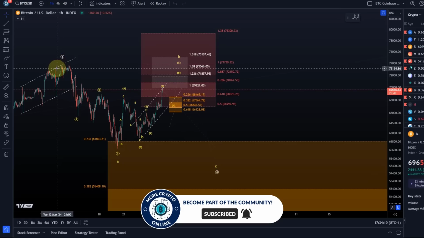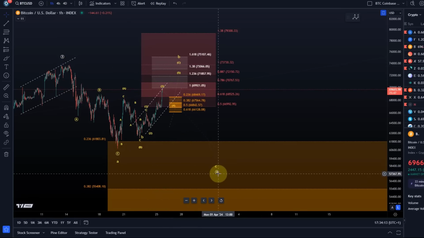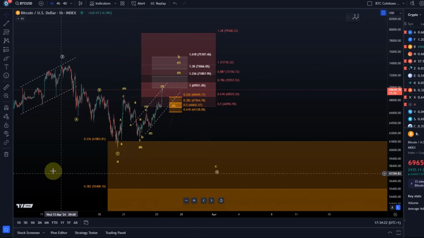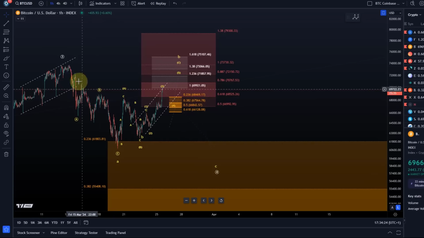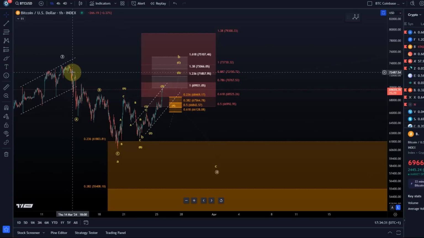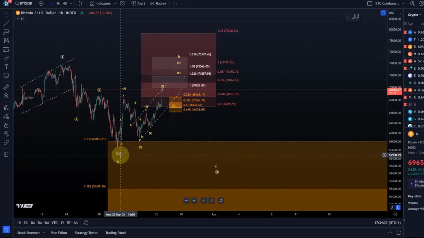Just an explanation again: a corrective structure like a wave 4 can take a lot of different shapes. My thesis is an ABC structure because it is the most probable scenario, but it can turn into a triangle, it could turn into a WXY structure and so on. But I can only analyze what I see, and we saw a 3-wave move to the downside. That can be an A wave, it could also be a wave W. That is why I emphasized we will probably get a large B wave, which we do.